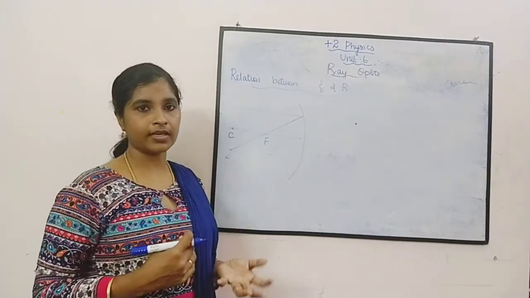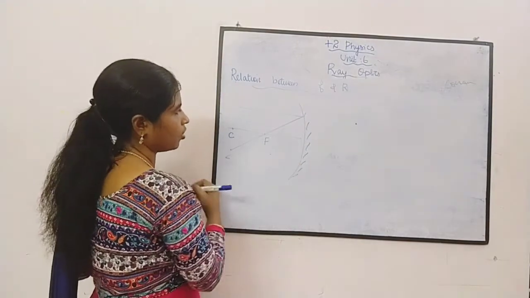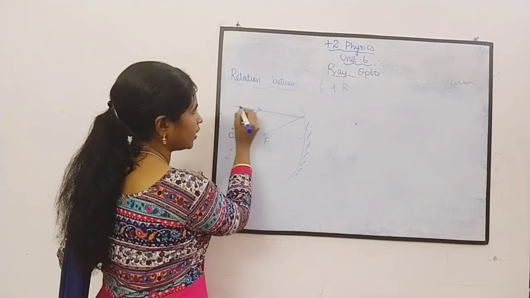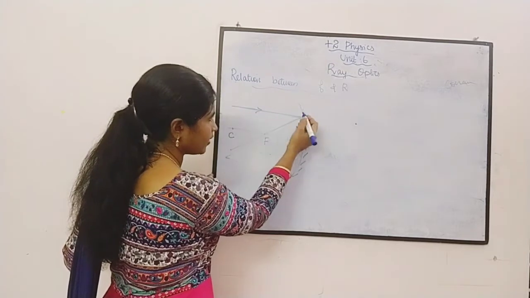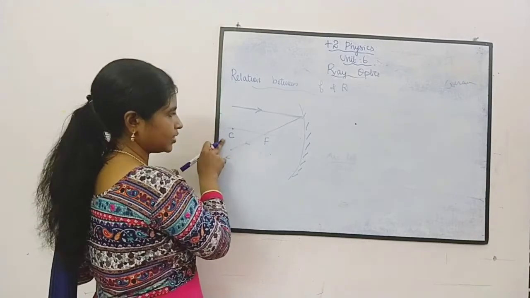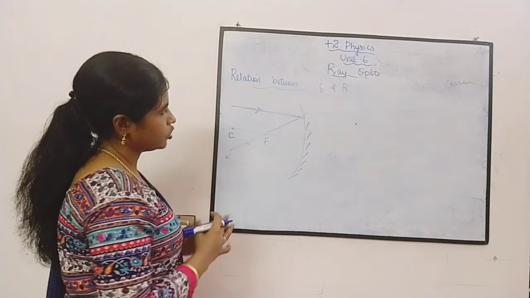So now let us enter into our discussion. Consider a concave mirror. A ray of light is coming and it is getting reflected. If a parallel ray is coming, it gets reflected and it will definitely pass through the focus. So this is the center of curvature. This is the focus. Now let us come to the discussion.